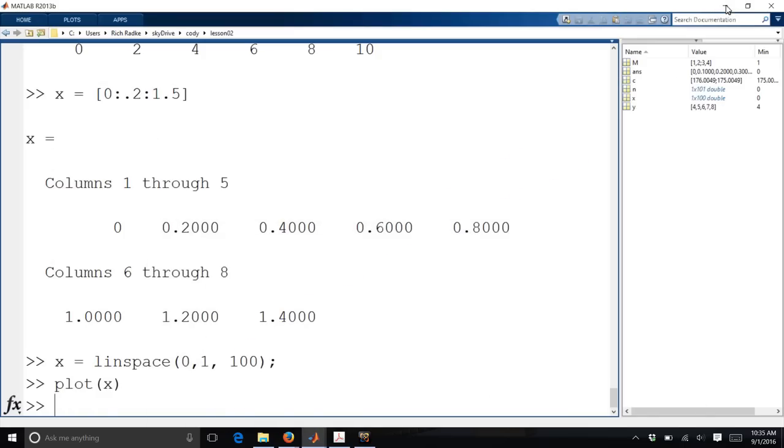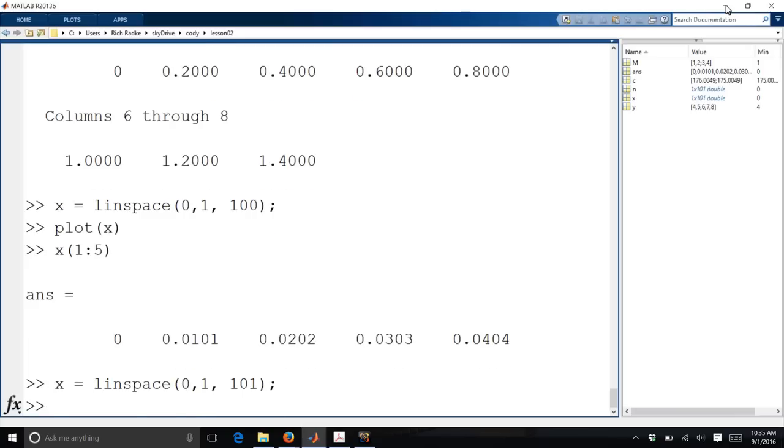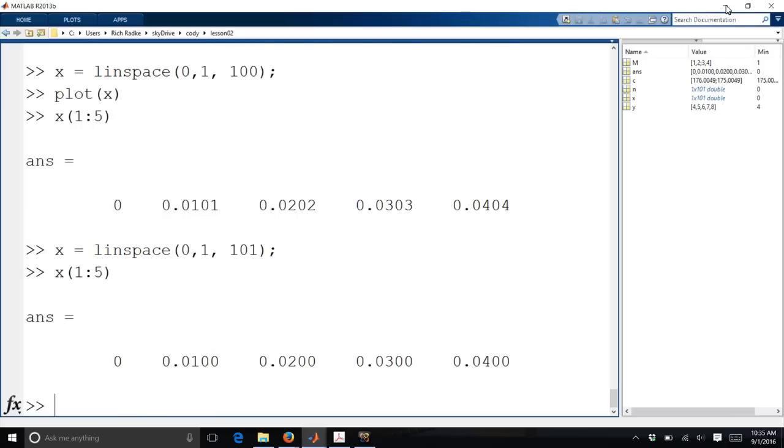You just want to be careful when you do that to look at the first few elements. Here I can say, show me the first 5 elements. You can see that since I asked for 100 numbers, the first one being 0 and the last one being 1, they're not spaced apart by 0.01, they're spaced apart by 1 over 99, right? So if I wanted exactly even spacing, then I need to have 101 ticks instead of 100 ticks, because I'm specifying the beginning and the end points.